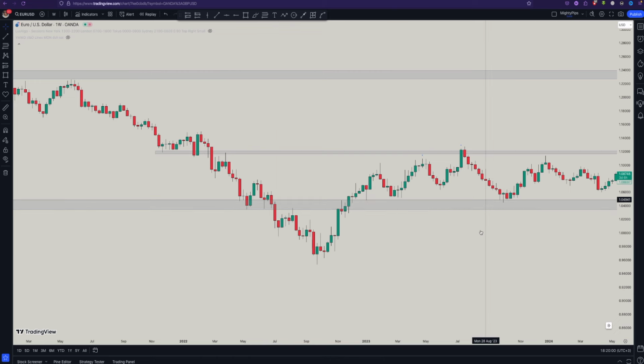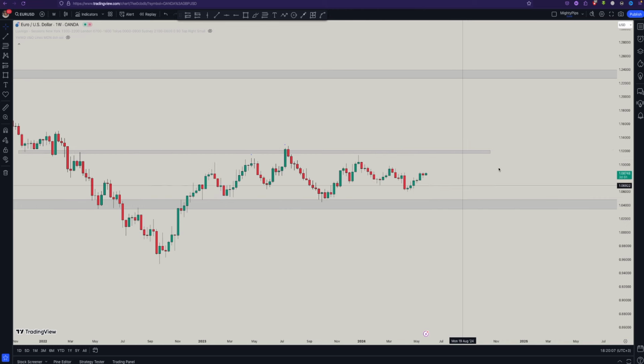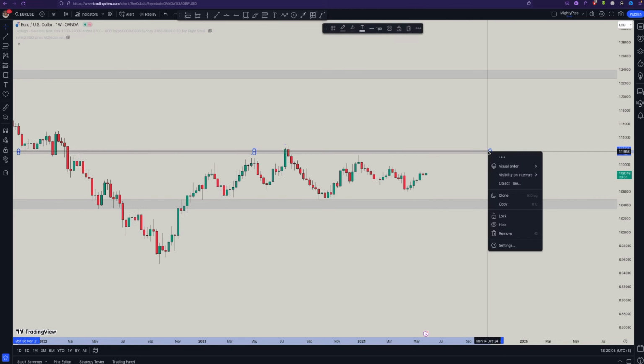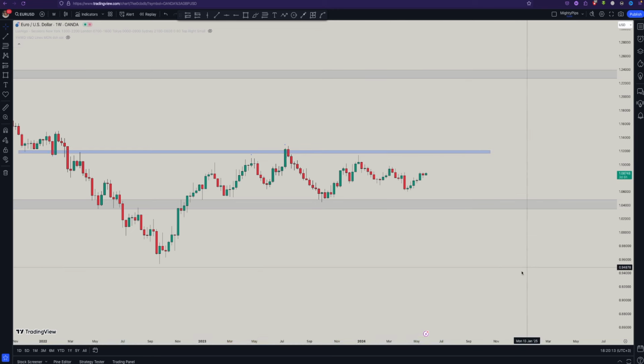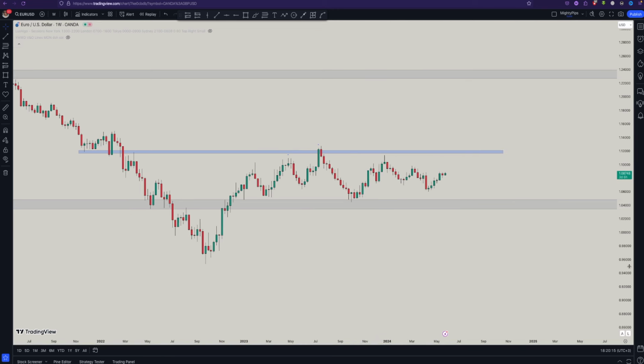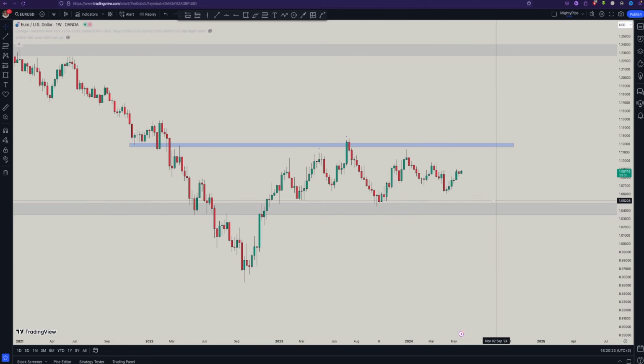So that's an area that has been respected many times, and also here. So it's an area that we can watch on the weekly chart. We can color code this one blue just to distinguish it from the monthly one. Also on the weekly chart we can look at other levels. If they are very close to the monthly, we ignore them.